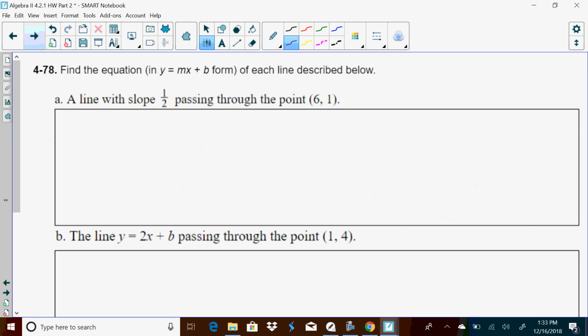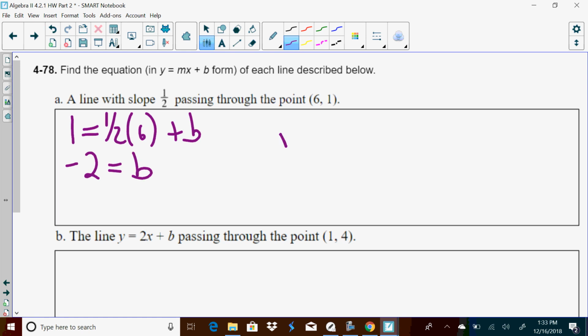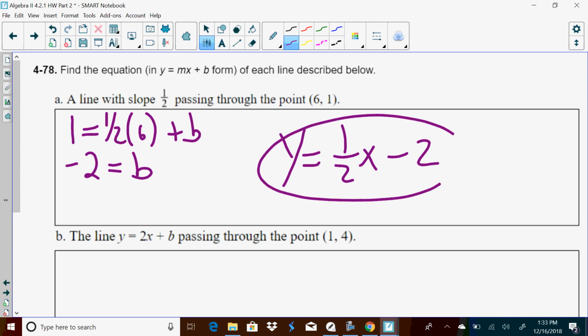78, find the equation in y for each line described below. A line with a slope of 1/2 passing through the point (6, 1). So I know what my slope is already, so I do 1 equals 1/2 times 6 plus b. It's 3, so 1 minus 3 is negative 2. So then my equation is y equals 1/2 x minus 2.